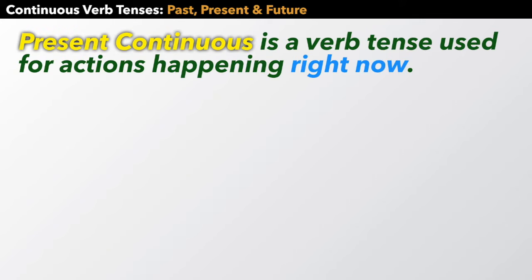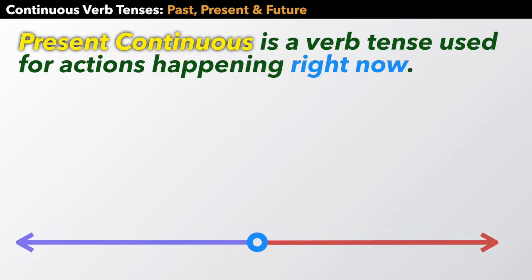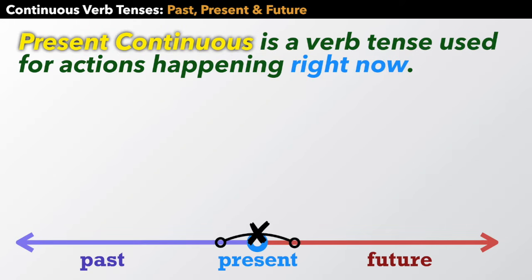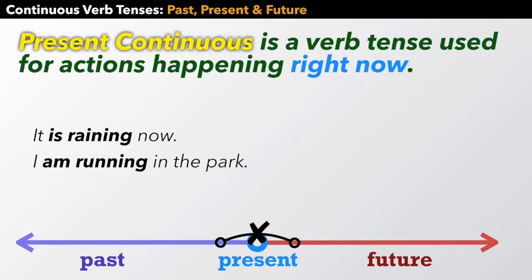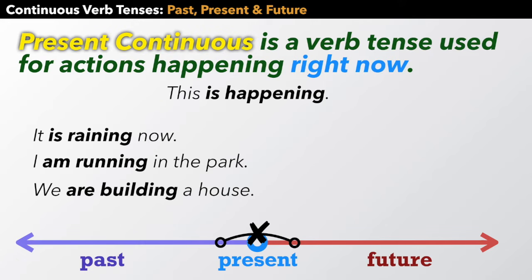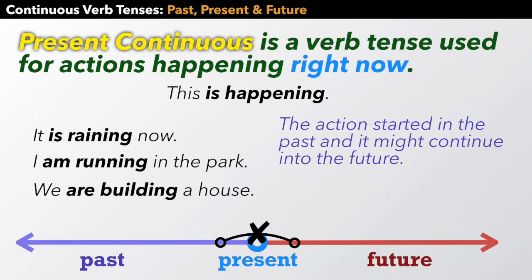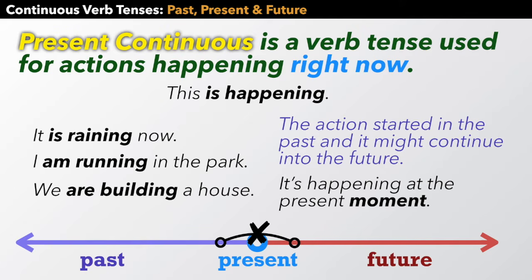Present continuous is a verb tense used for actions happening right now. It is raining now. I am running in the park. We are building a house. We can see the be verb and the ing added make it a present continuous. This is happening. The action started in the past and it might continue into the future. It's happening at the present moment.